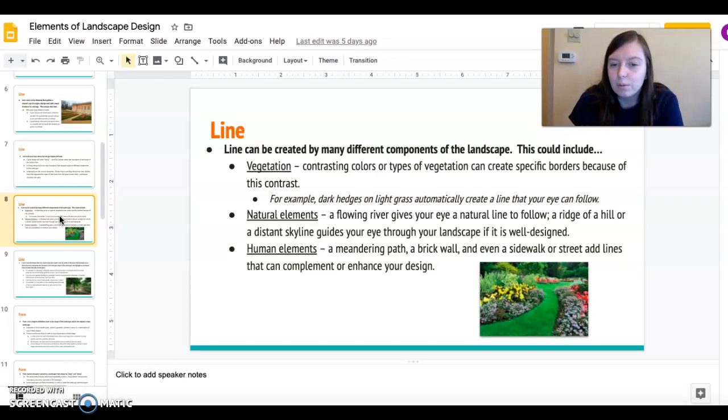A flowing river will give your eye a natural line to follow. A ridge of a hill or a distant skyline guides your eye through the landscape as if it's well designed. So that kind of goes back to we want our designs to be three-dimensional. Human elements. A meandering path, like a brick wall or even a sidewalk or street, add lines that can complement or enhance your designs.